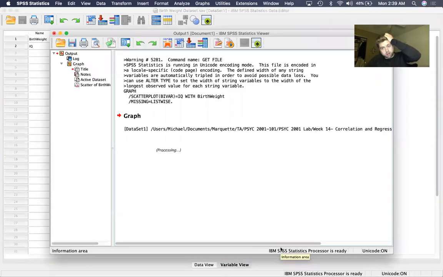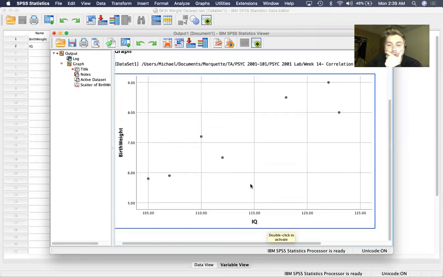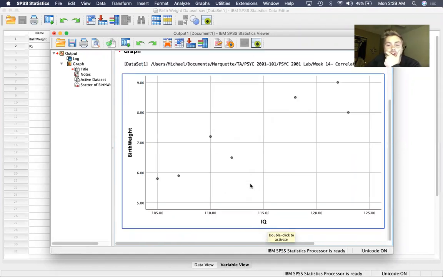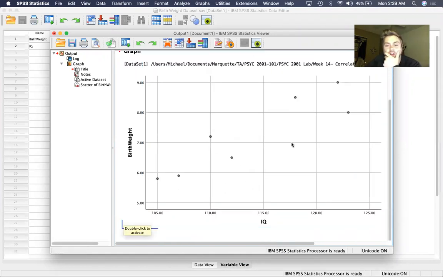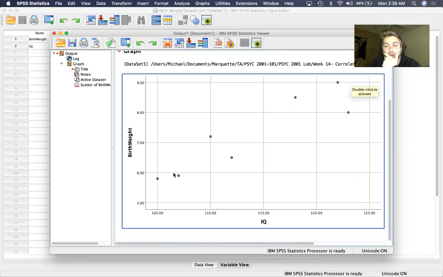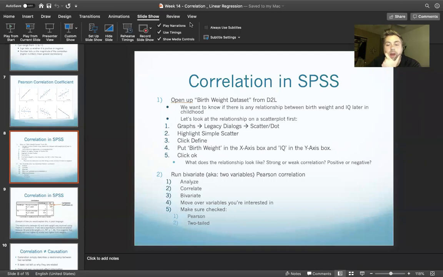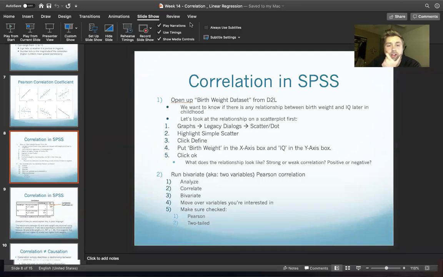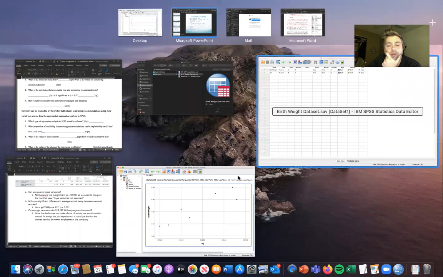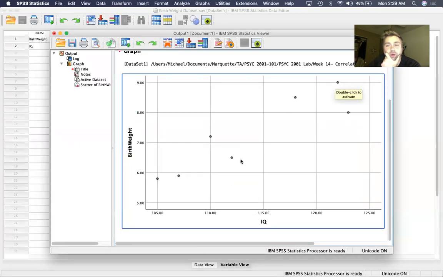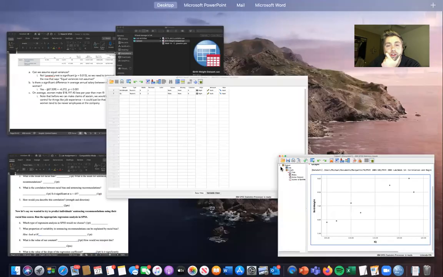So now we're going to have a graph to look at in our output. Does it look like we have anything going on? I think it kind of does. As you can see, there's a little bit of a line shape here between all the variables. Now we're going to go ahead and run it in an actual analysis. But as you can see, it looks like we may have a positive correlation because higher birth weight is related to higher IQ, it looks like.